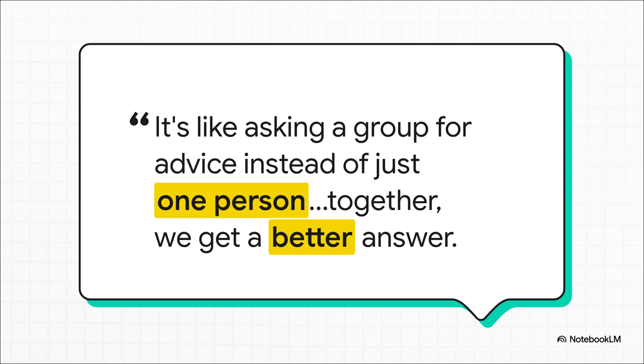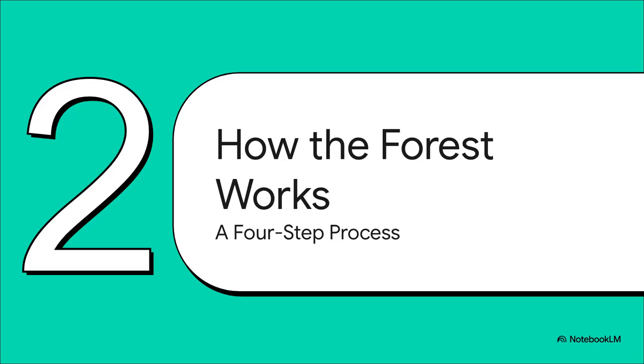Think about it. A single decision tree might have its own weird biases, or maybe it makes a mistake because of the specific data it was trained on. But if you create hundreds of slightly different trees, all their little individual mistakes and biases tend to cancel each other out. And what you're left with is a final answer that's way more stable and accurate. Okay, so that's the big idea.